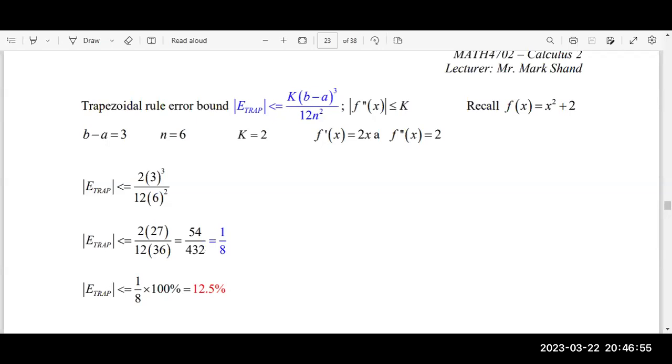And when I divide 54 by 432, I get 1/8. And when I multiply 1/8 by 100, that is 12.5%... no, 2.5%. Yeah, 2.5%. Which is a more accurate way of calculating the error. If they give you a question to calculate error, this is what I want you to use. This is the calculation for the error of the trapezoidal rule.